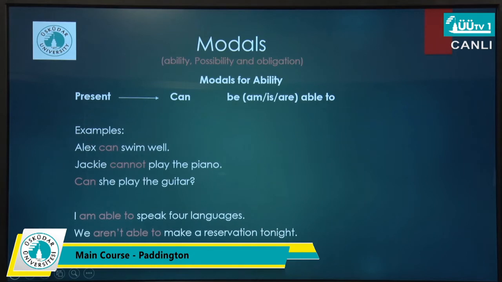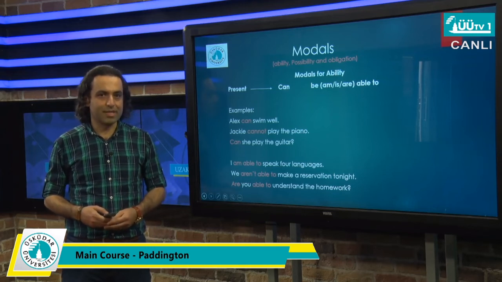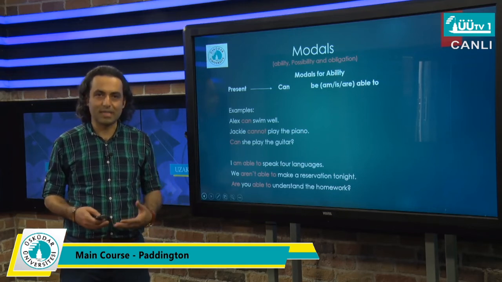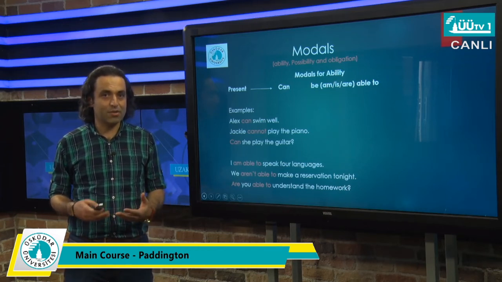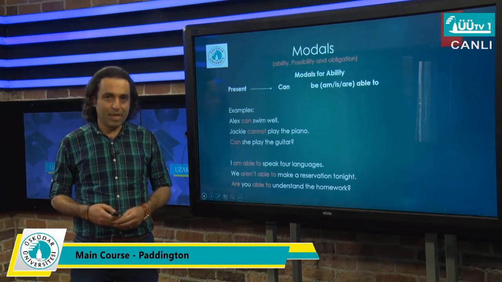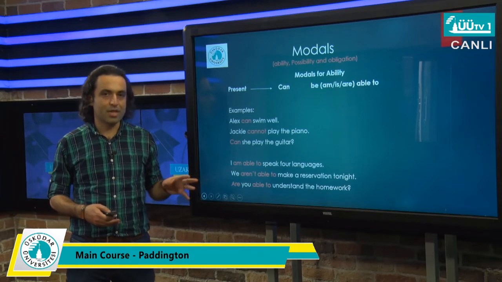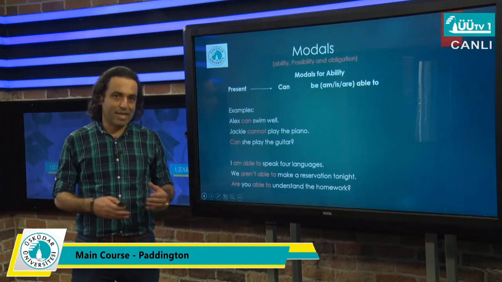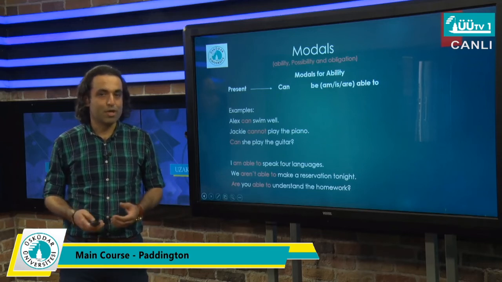We aren't able to make a reservation tonight. The negative, and the last one, which is the question: are you able to understand the homework? But there might be a question in your mind: what is the difference between can and be able to? In which circumstances are you allowed to use can, and how can you replace it with the structure be able to? After reviewing the past form of these structures, we'll get to that in a minute. I'll explain in detail in which circumstances we have to or are allowed to use be able to.